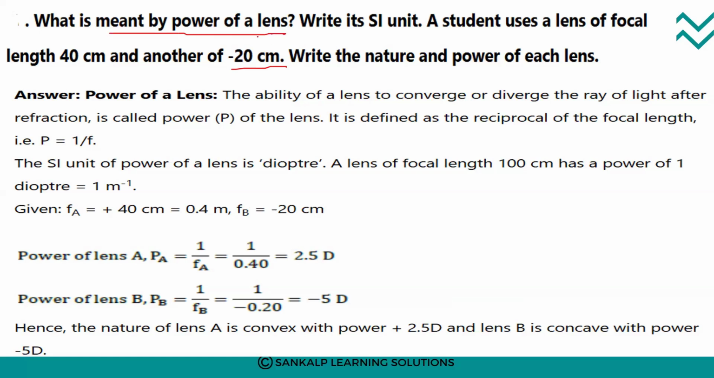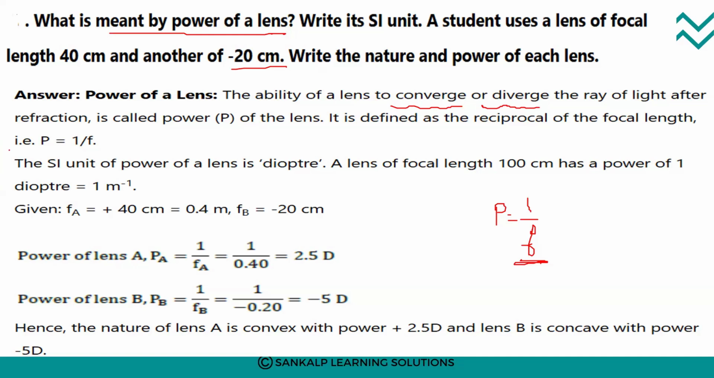Power of lens means the ability of a lens to converge or diverge the rays of light after refraction. It is called power P. It is defined as the reciprocal of the focal length. That means P is equal to 1 divided by F, where F is the focal length.